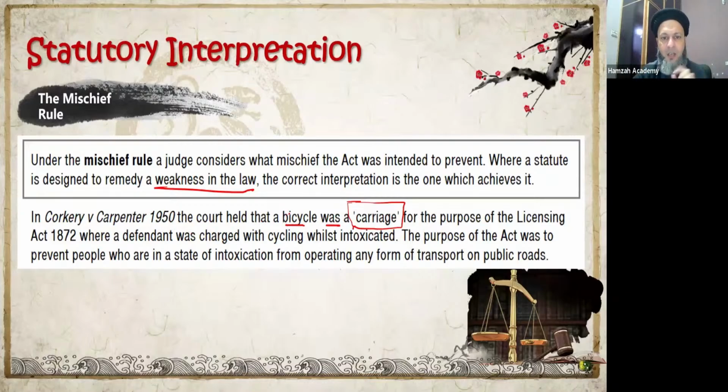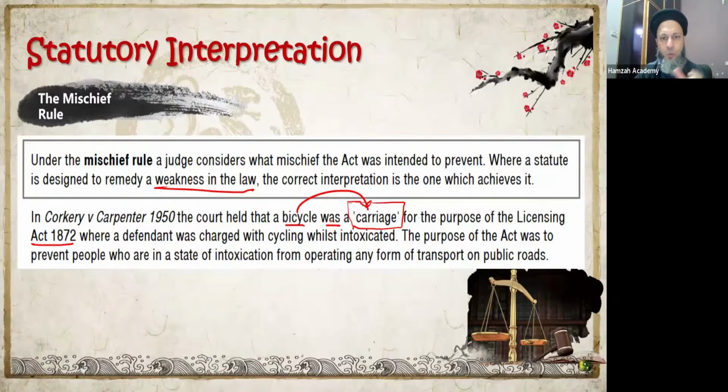The court held that a bicycle was a carriage. Why? For the purpose of the Licensing Act. In the Licensing Act, the word carriage was written, but the defendant was riding a bicycle. The defense attorney wanted to take the same plea as in the literal rule: that my client was riding a bicycle, he was not riding a carriage. The law states carriage, but the judge looked deeper into it.